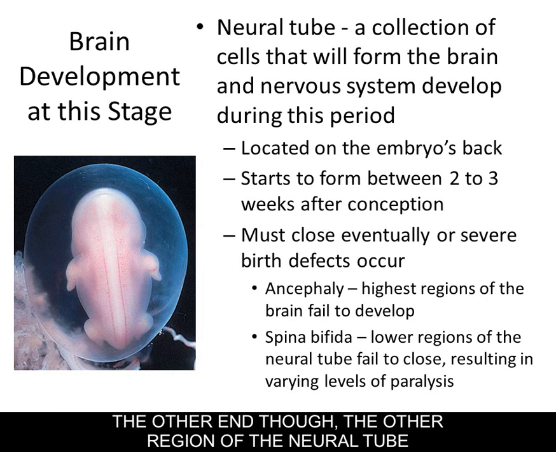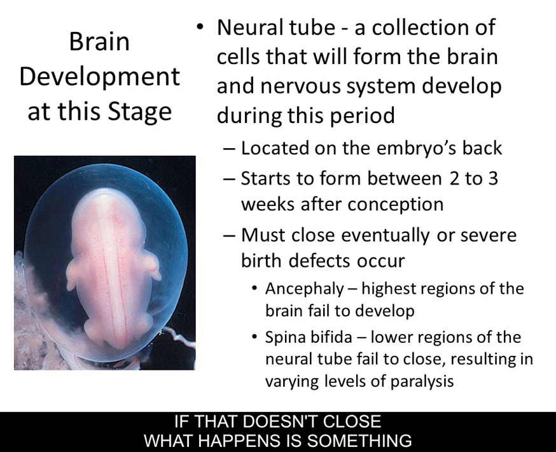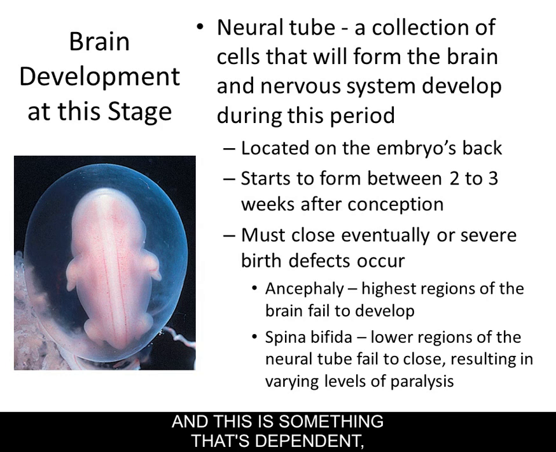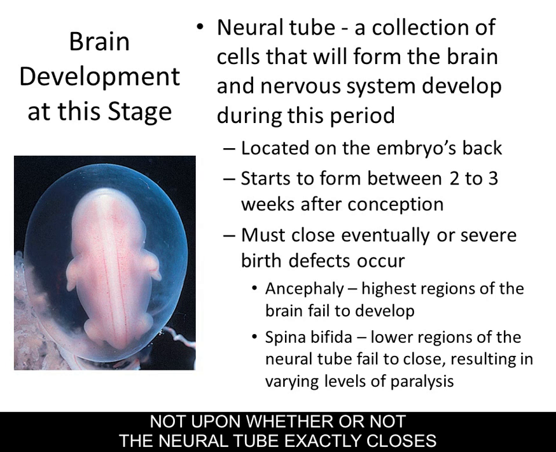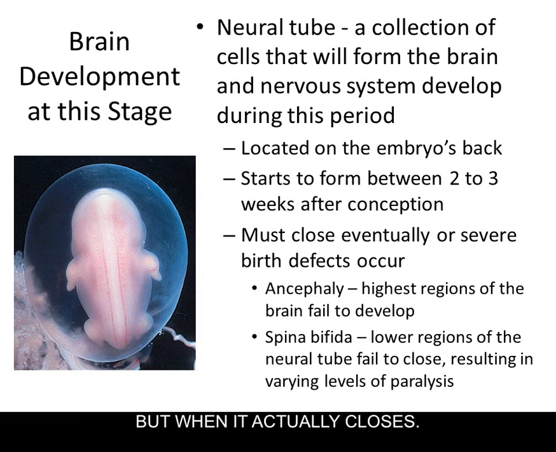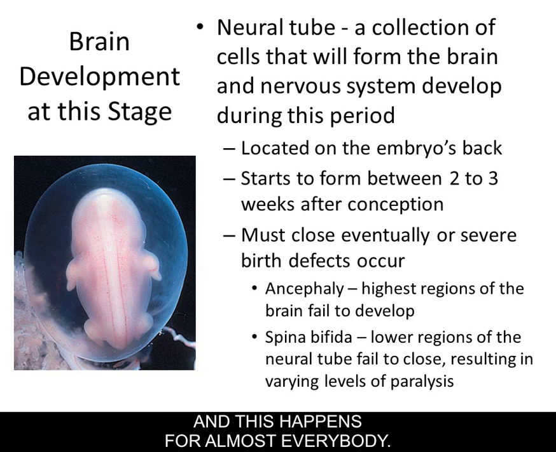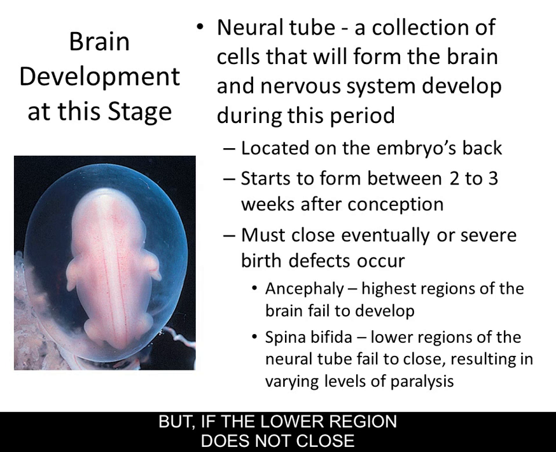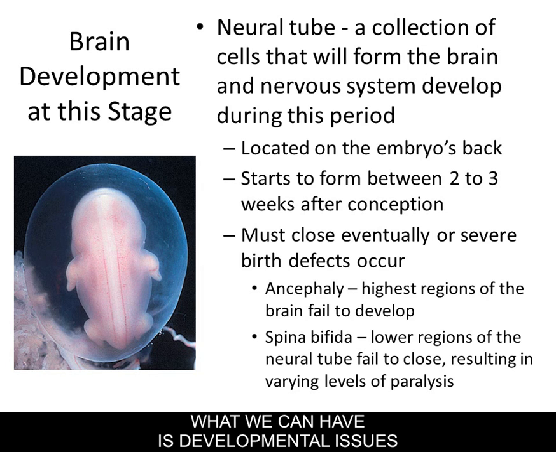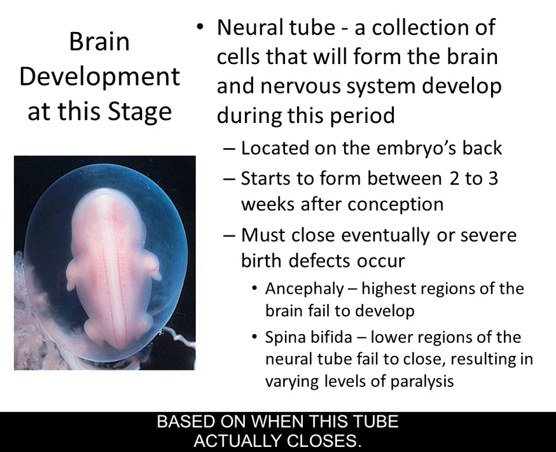in that spot. The other end, though, the other region of the neural tube that also has to close, the bottom one, if that doesn't close, what happens is something that we call spina bifida. And this is something that's dependent not upon whether or not the neural tube exactly closes, but when it actually closes. And if the lower region closes on time, most of us don't have any problems, and this happens for almost everybody. But if the lower region does not close at the correct time, what we can have is developmental issues based on when this tube actually closes.